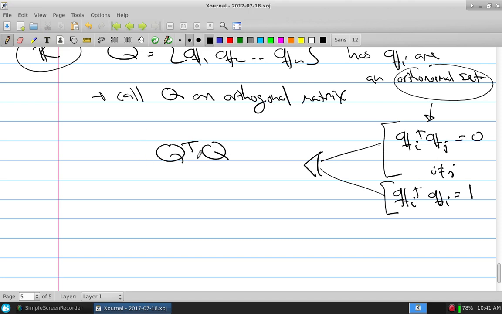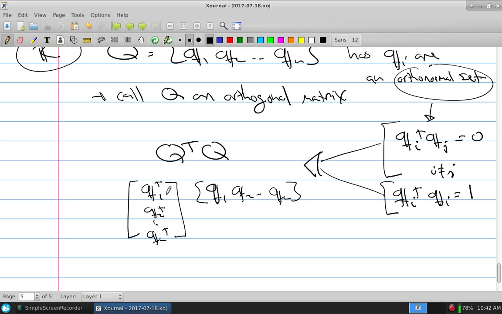Given that, these two things would mean what if I took Q times its own transpose? Identity. Why would it be the identity? So Q itself is what? That's Q1, Q2, up to Qn, right? Or if I wrote it as rows, I could do it that way, right? We normally go row down column. So Q1, Q2, Qn, and this here would be what? Q1 transpose. And then Q2 transpose down to Qn transpose. And so this is n by 1, and this is 1 by n, so it's going to spit out a what? N by n.